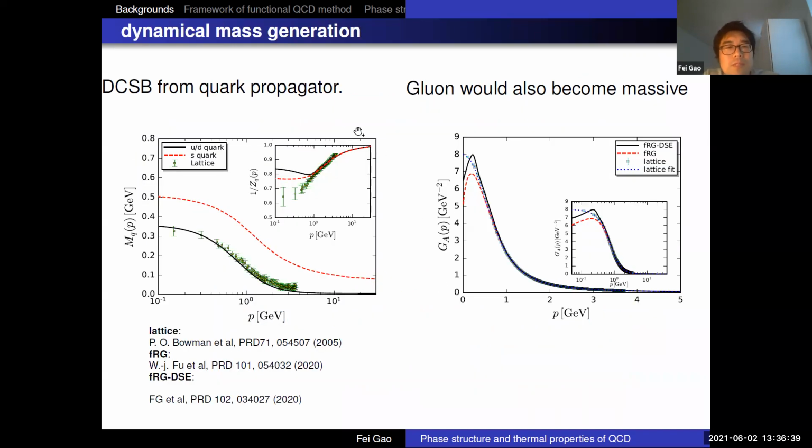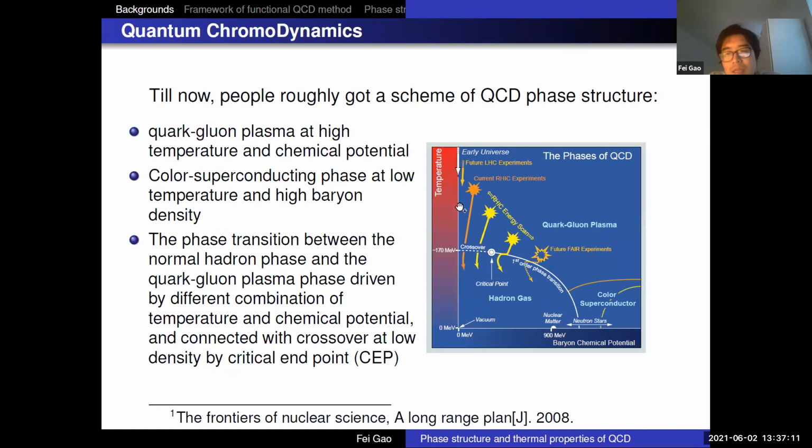So the key property of QCD is this running mass behavior. Here is a typical result from functional QCD method for quark and for gluon. For example, at large momentum, the quark and gluon show asymptotic behavior. And then in the infrared region, there will be a dynamical mass generation. This running mass will directly lead to this QCD phase structure at finite temperature and chemical potential.